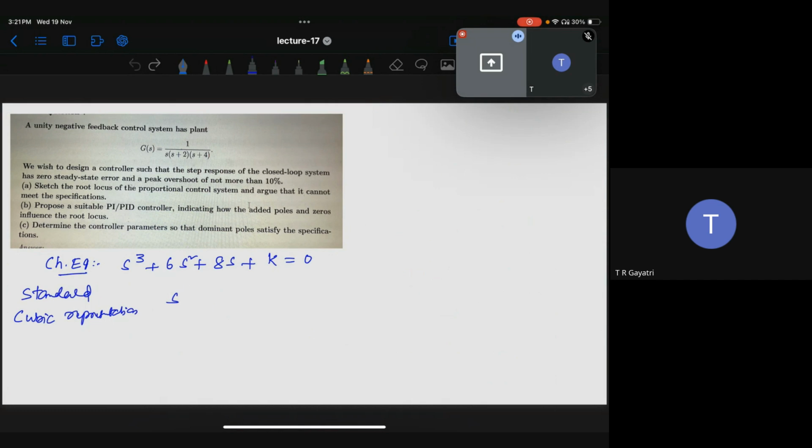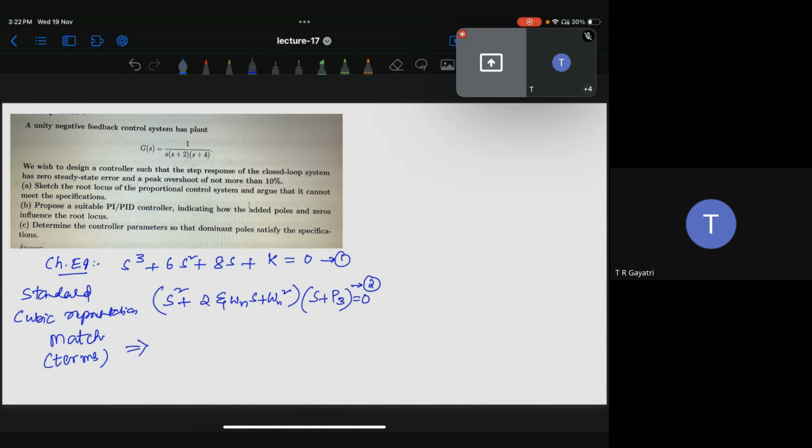So what is that cubic representation? We have the standard second order, s square plus 2 zeta omega n s plus omega n square. If you want to put this into the standard third order or cubic representation, we will multiply with some pole P3. Now if you have these 1 and 2, match the similar terms, and you can check them.